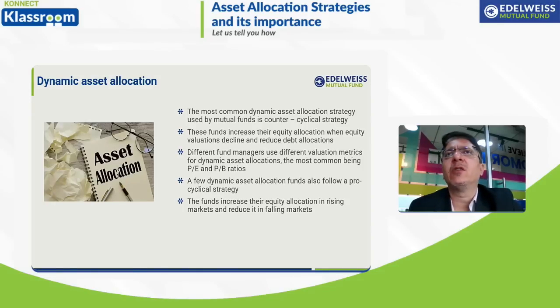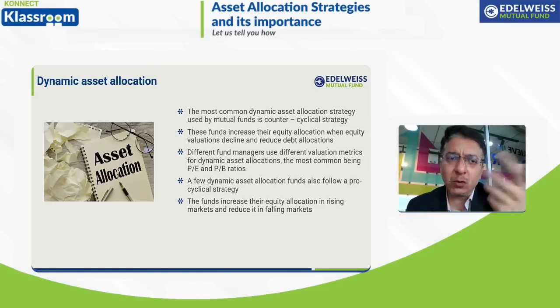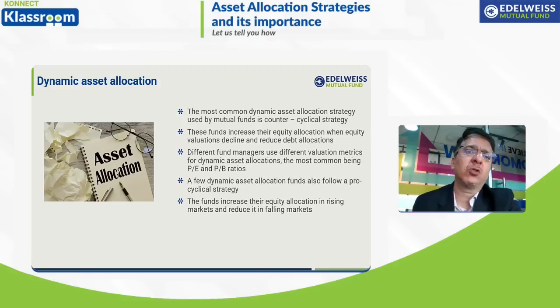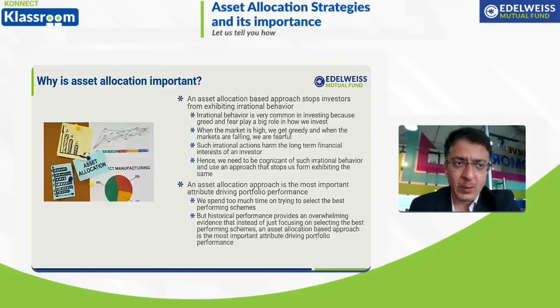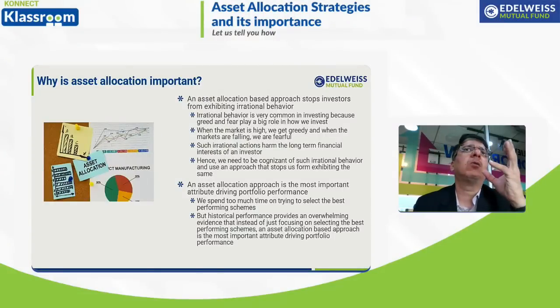Some will look at price to book, some will look at price to equity, and basis that decide whether their equity allocation should be high or low. So there are different strategies in mutual funds also which are readily available under the dynamic asset allocation window, where there's a ready expert who can help you do a dynamic asset allocation basis what he or she is reading in the markets. So these are how your asset allocation strategies work.